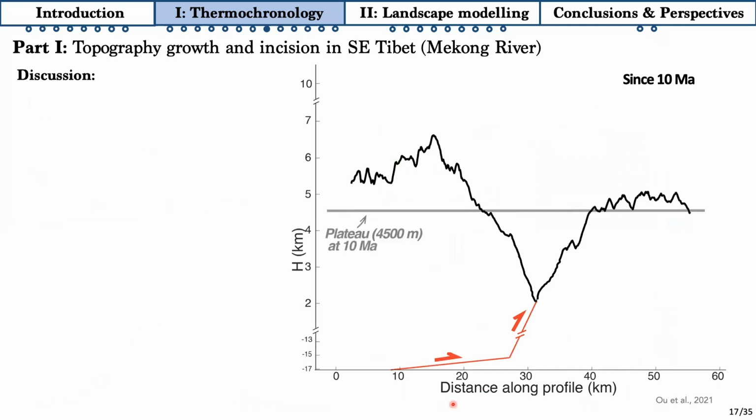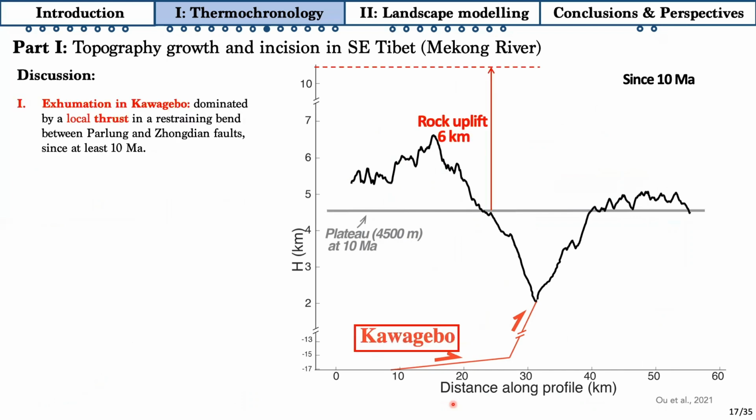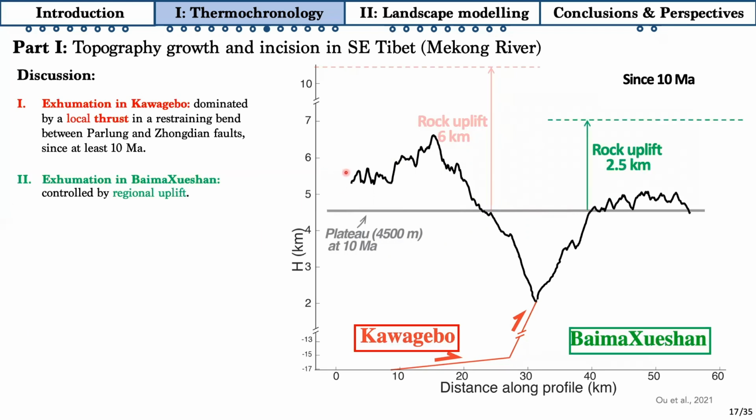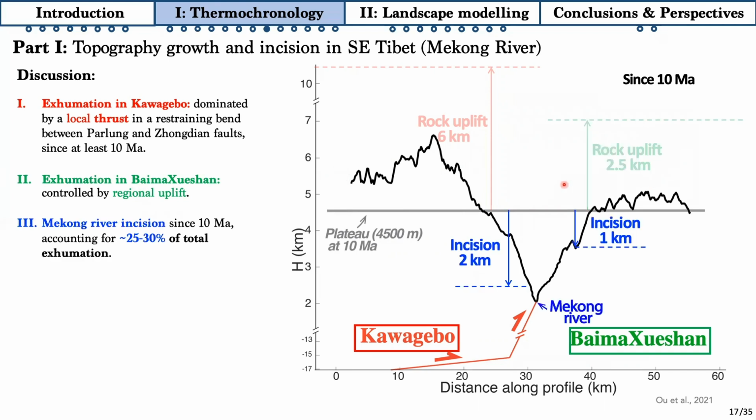So to conclude this small part, our results showed that the strong and fast exhumation in the Kawagebo massif is principally dominated by a local thrust in a restraining band between the Pollen and the Zhongjiang fault since at least 10 million years. And the slow and much less important exhumation in Baimei-Shenshan here is more controlled by a regional uplift. And for both massifs, the river incision of the Mekong since 10 million years accounts for only 25% to 30% of the total exhumation, as we can see in blue here.